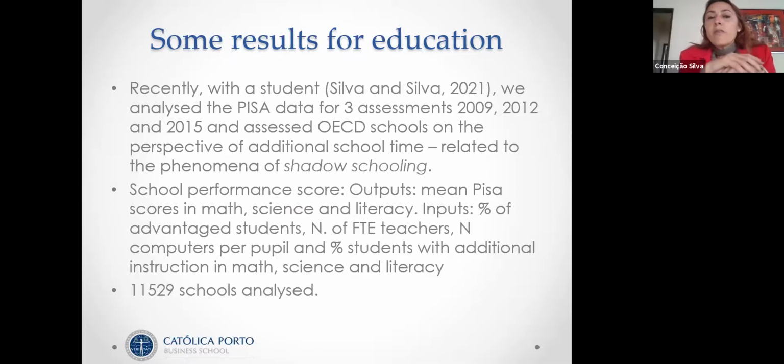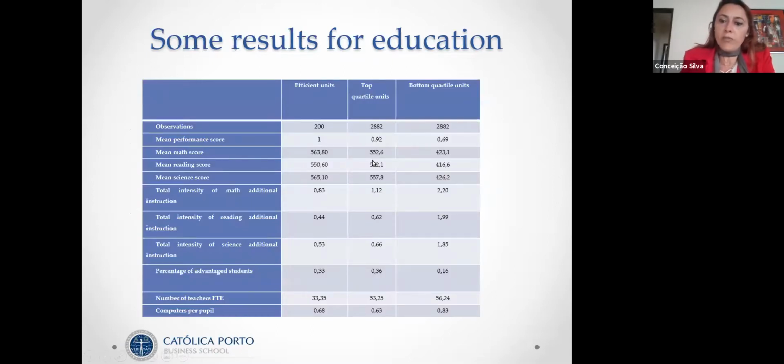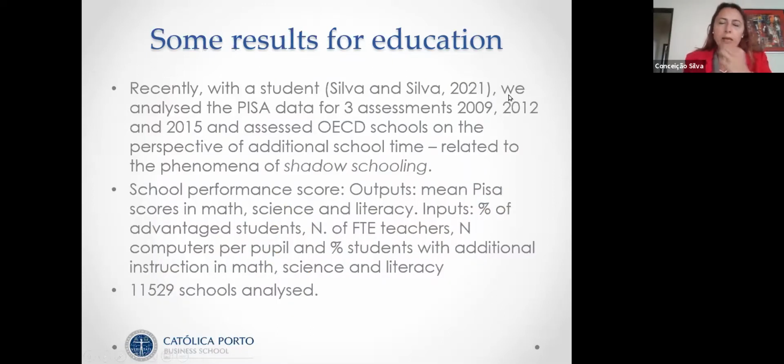I also did a very recent study. This is not published yet. This is work in progress that I did with a student. There is a publication, but it's in Portuguese in Cadernos de Economia. It's a very small summary.